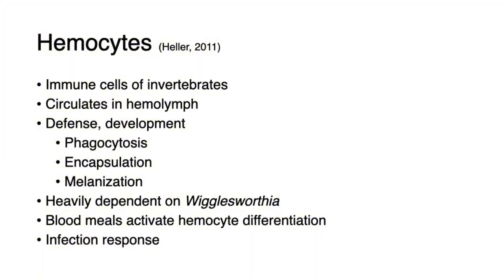The production of hemocytes and their success are heavily dependent on Wigglesworthia, as Wigglesworthia does aid in developing the hemocytes during larval stages. The blood meals are going to activate hemocyte differentiation, and without it, the flies are more susceptible to infections.